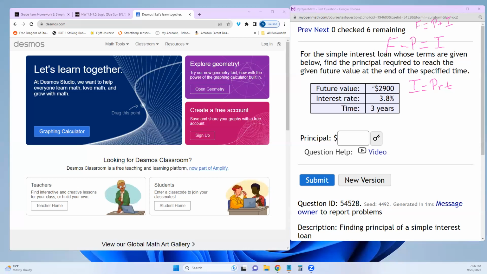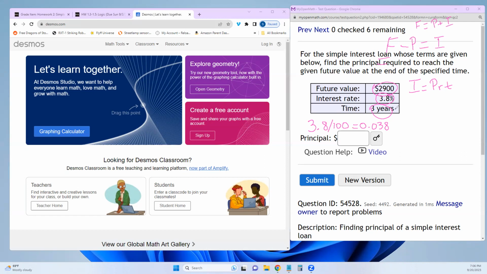So in this problem, we know the future value, we know the interest rate, and we know the time. The interest rate needs to be a decimal. To convert a percent to a decimal, we divide it by 100. You can plug it into your calculator, or you can do it in your head. So in this case, our interest rate is going to be 0.038.